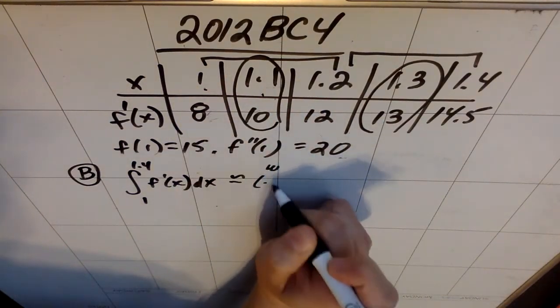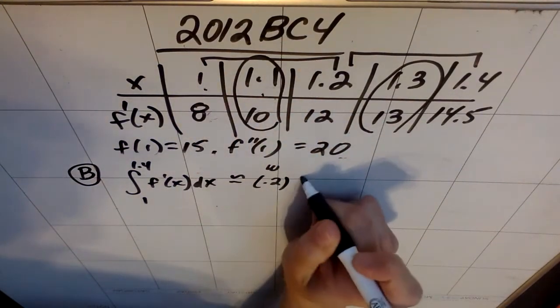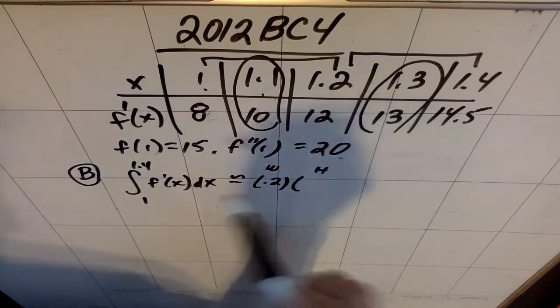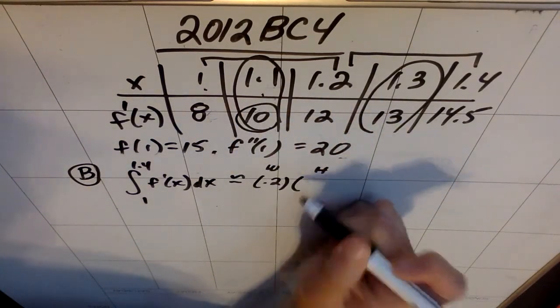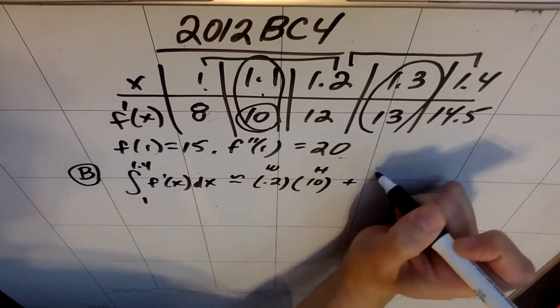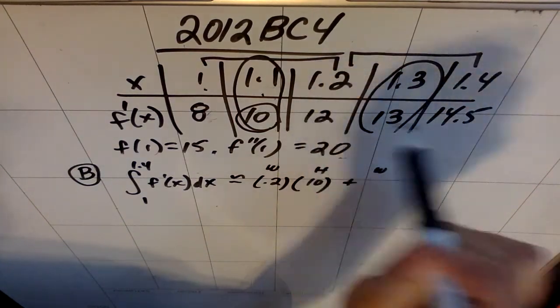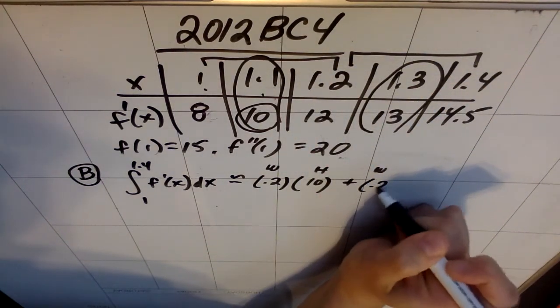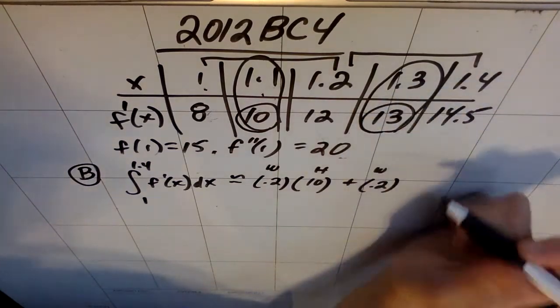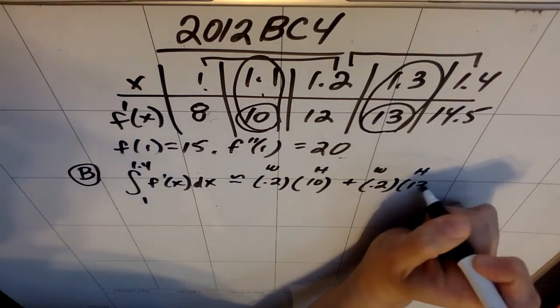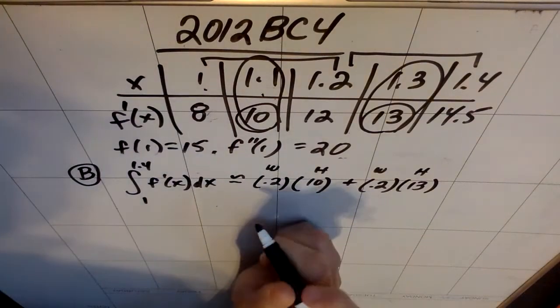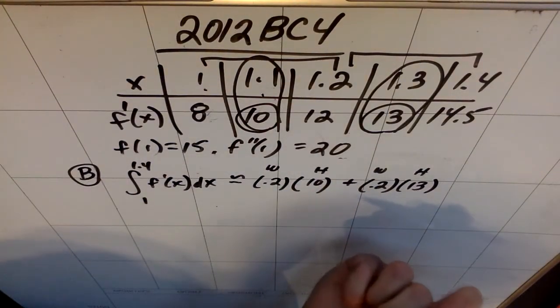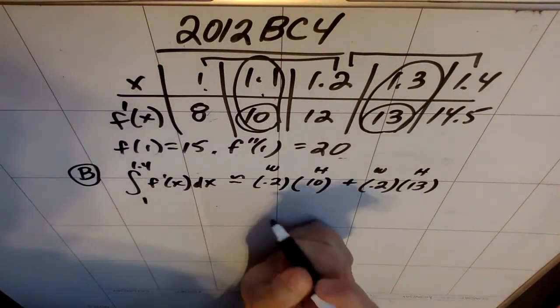So the width is 0.2, because it goes from 1 to 1.2, times the height of this box. And because it's MRAM, I'm going to use the midpoint y value, which would be a 10, plus the width of the second box, which is from 1.2 to 1.4, which is again 0.2, times the midpoint height, which is a 13, right? So it's up to you.